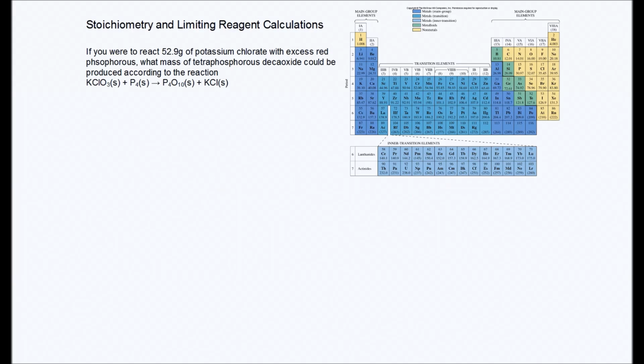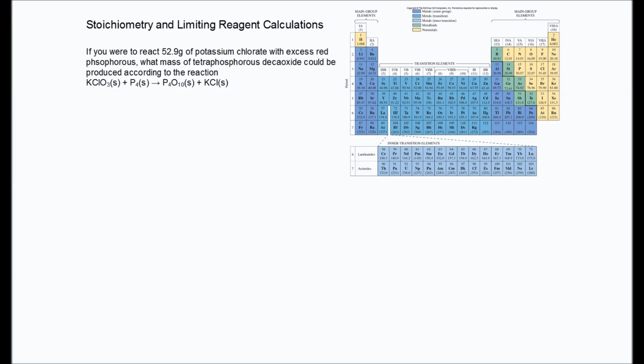In this video, we will be dealing with stoichiometry and then limiting reagent calculations, both of which are very important in chemistry. For our first example, if we were to react 52.9 grams of potassium chlorate with excess red phosphorus, what mass of tetraphosphorus decaoxide would be produced according to the following reaction, where you have potassium chlorate reacting with phosphorus to make tetraphosphorus decaoxide and potassium chloride.